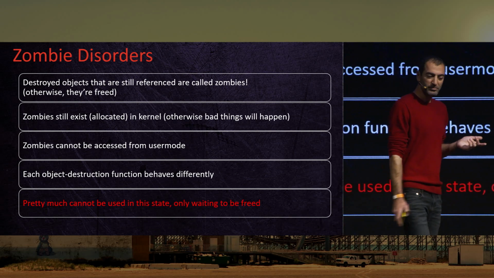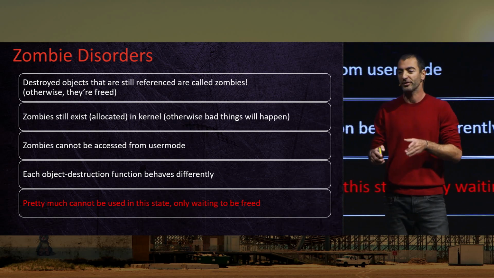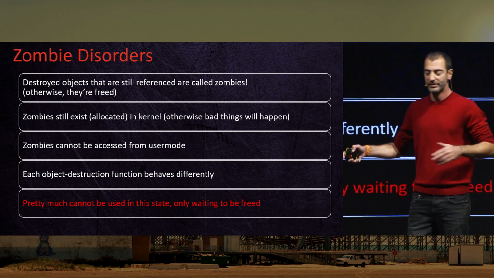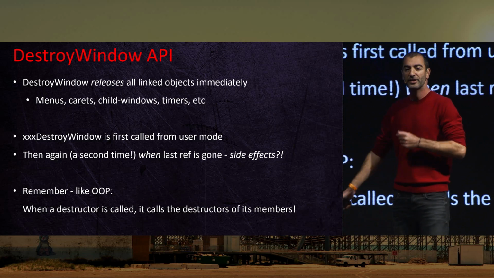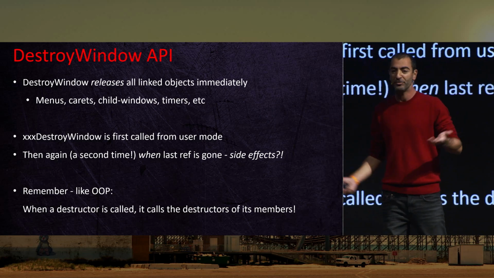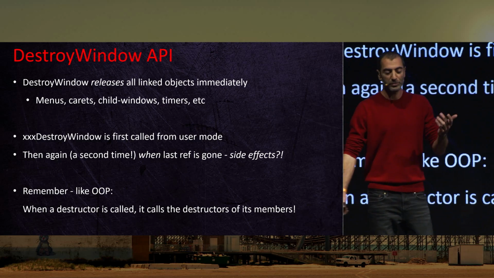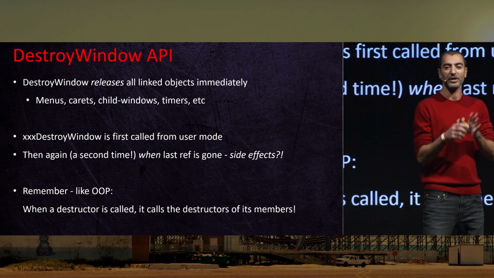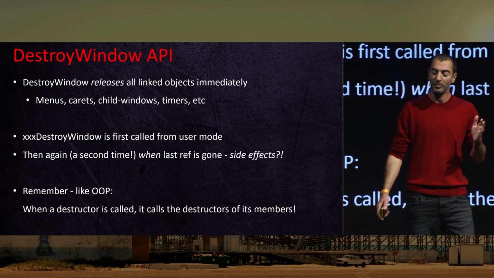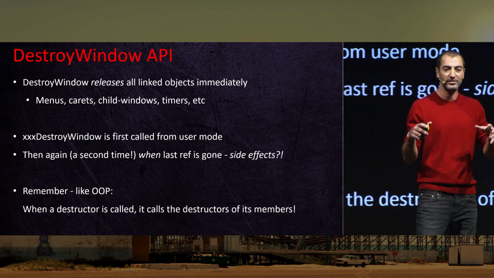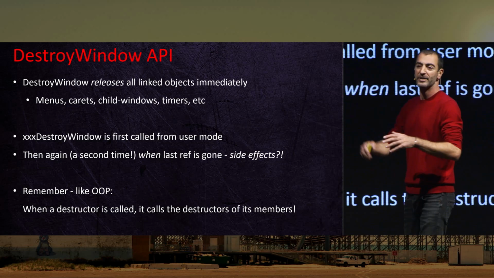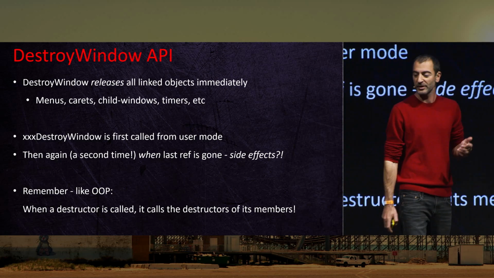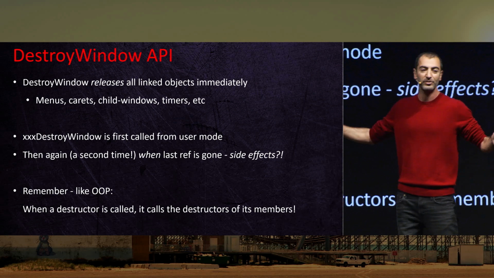Okay, so now as we said, once the zombie reaches the last reference count from 1 to 0, then it really frees the object and does the destruction. So let's take a look at the DestroyWindow API. Everybody knows the window object in the kernel. And the first time we call DestroyWindow, what is going to happen is that immediately all the linked objects, like child windows, like the icon, like so many other sub-objects or sub-resources, are getting freed, okay, or getting disconnected.